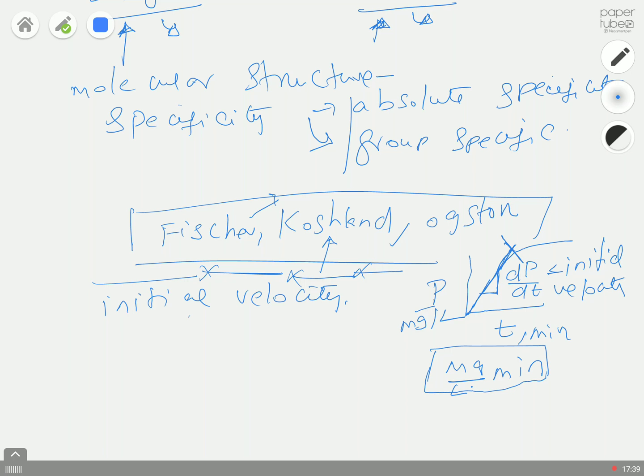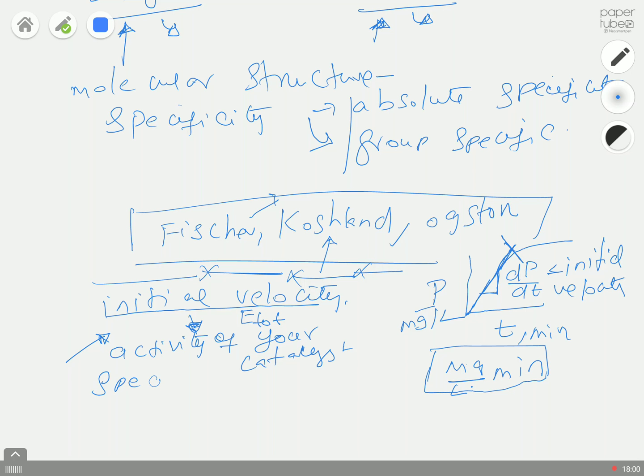And initial velocity also means activity, the activity of your catalyst. And if you know your initial velocity and divide it by the total mass of your enzyme, then that will be called specific activity. So these are the things you should remember.